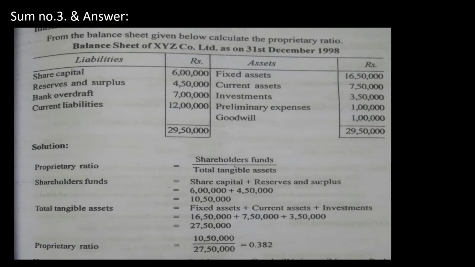Now my total tangible asset works out to 27 lakh 50,000, which is ignoring my preliminary expense and goodwill. That's it. Then my shareholders' fund, I know it is 10 lakh 50. So 10 lakh 50 divided by 27 lakh 50,000 will give me 0.382. So that will be my answer. We'll go to the next sum now.